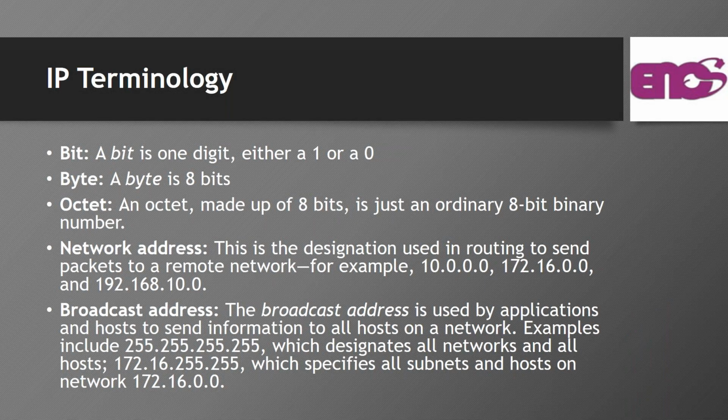Some of the terminologies you should know are bits. A bit is one digit. It means either 1 or 0. A byte is 8 bits. If you have zeros and ones, or binary, in 8 particular digits, or 8 bits, then you call that a byte. An octet is made up of 8 bits. 8 bits make an octet. 8 bits make a byte, and an octet is also 8 bits, so you can say a byte is also an octet.